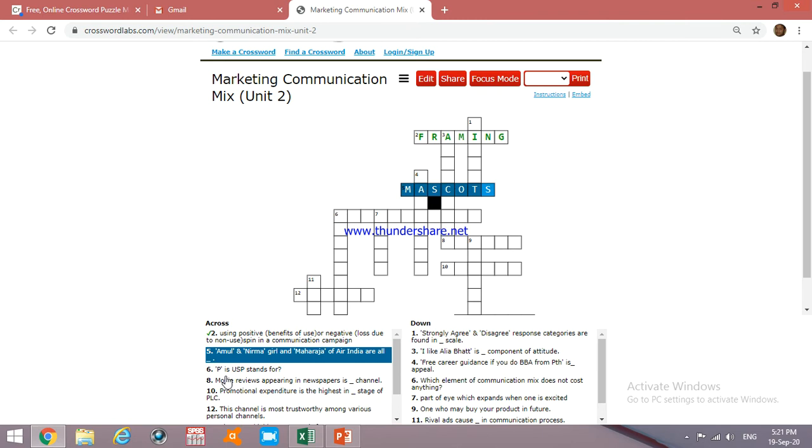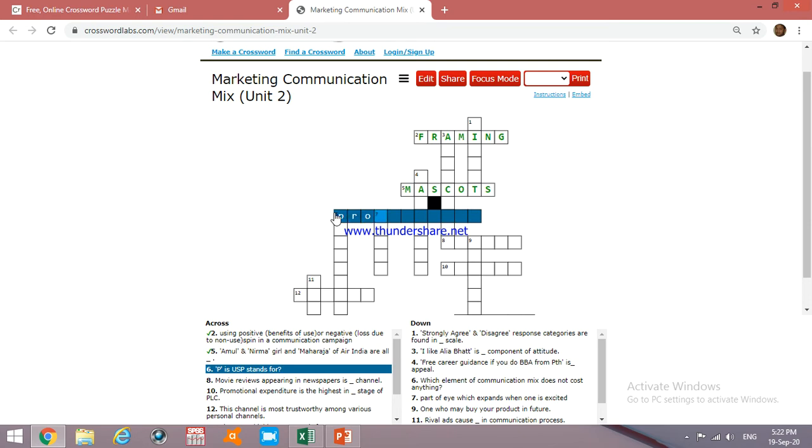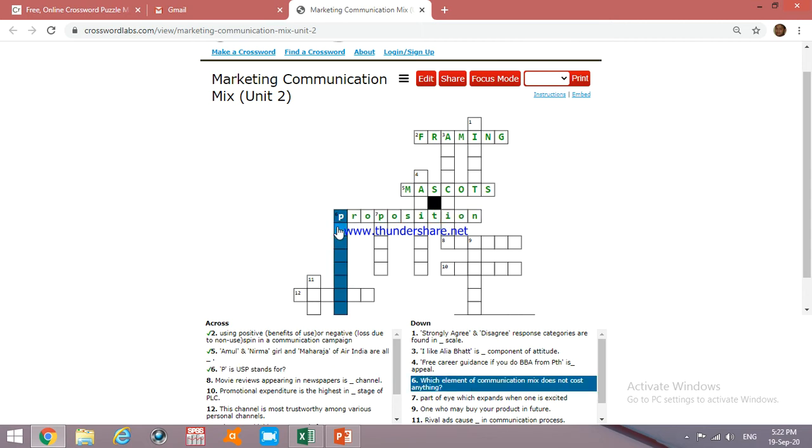Now what do we mean by USP? Point number 6. P is what in USP? I have talked about what USP is: unique selling proposition and not preposition. Preposition is a part of speech, so these are examples of preposition, but P stands for proposition. Let me write it down here. Proposition. So this is what unique selling proposition is.